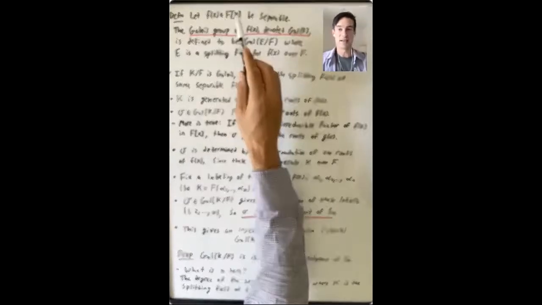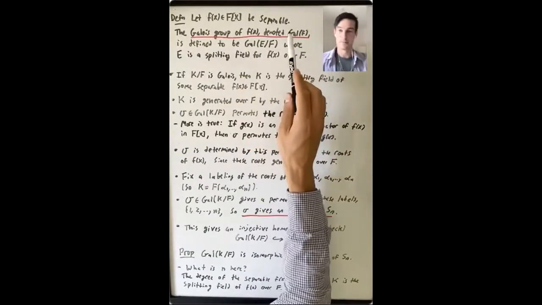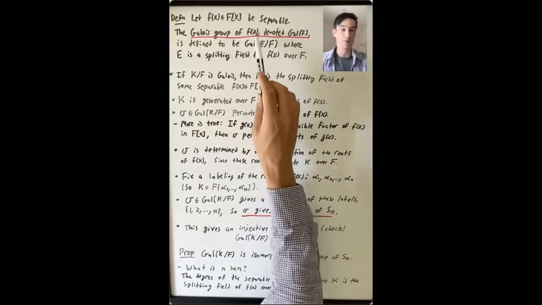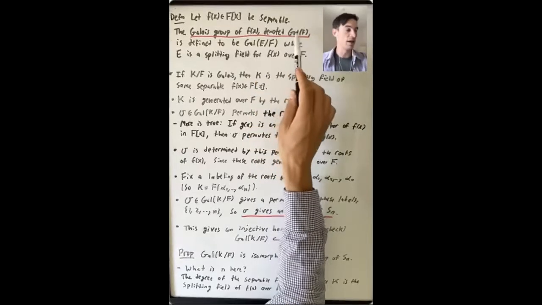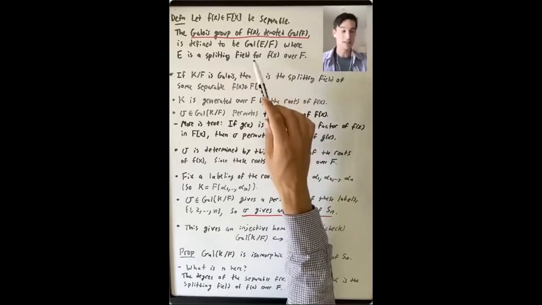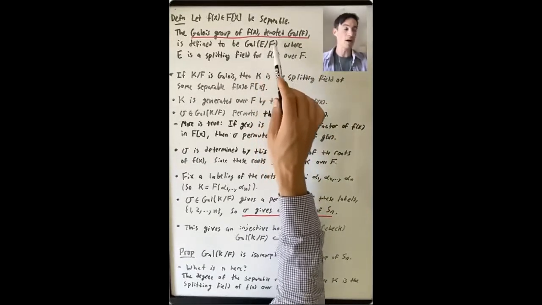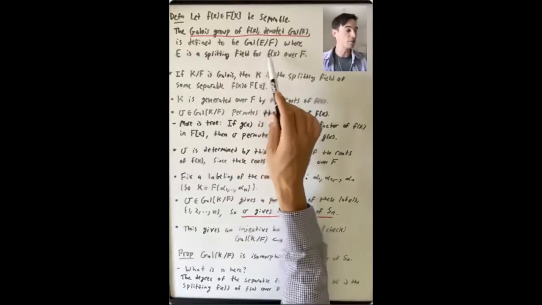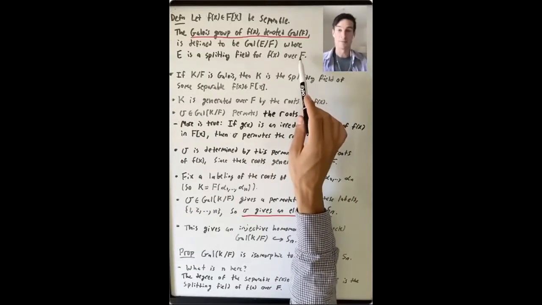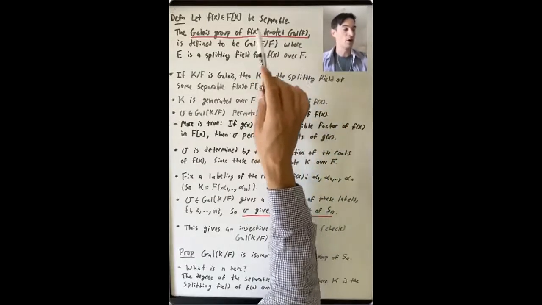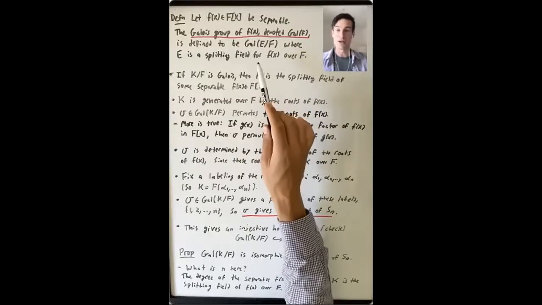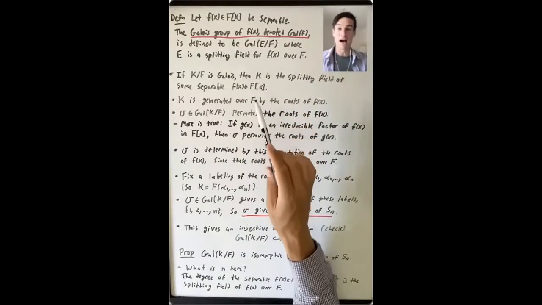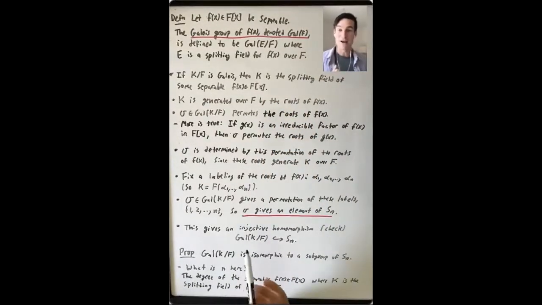Let f(x) in F[x] be separable. The Galois group of the polynomial f(x), denoted Gal f, is defined to be the Galois group of E over F, where E is a splitting field for f(x) over F. Okay, so in this first lecture, we're going to do a lot of background setup. And in the next lecture, we're going to see lots of applications.